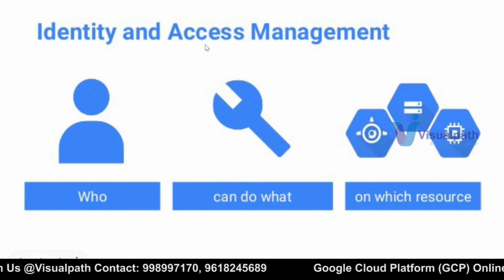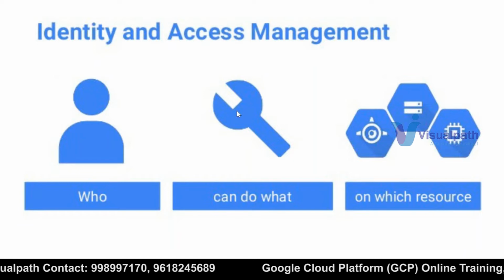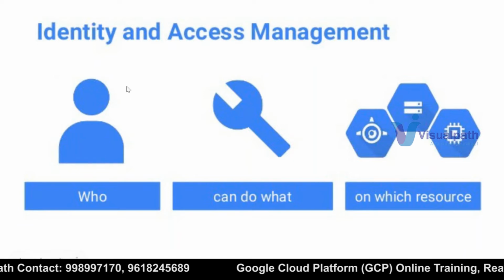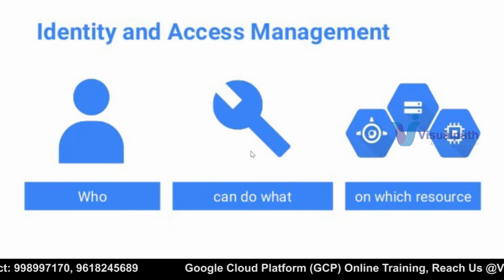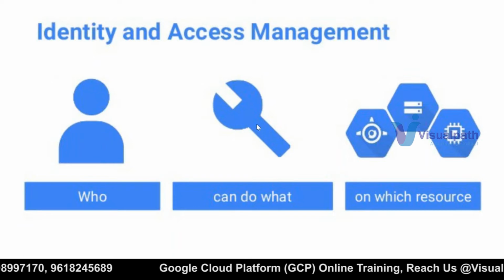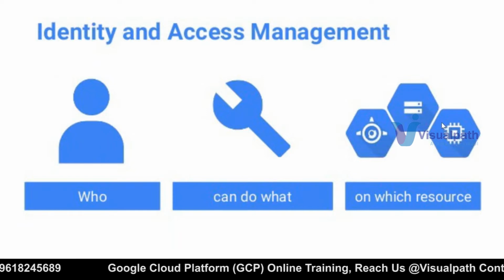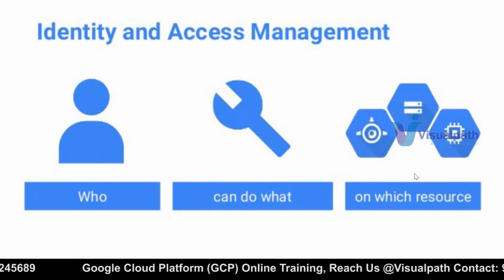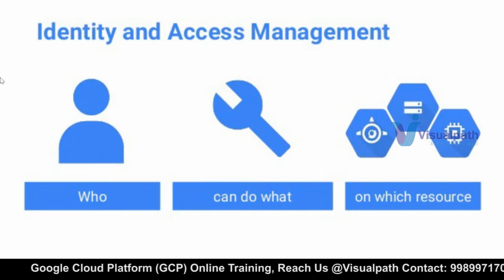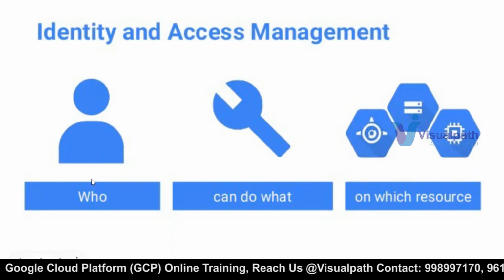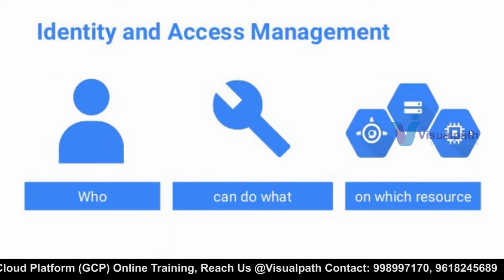This is another description of IAM. Who refers to the user, like me or you or other team members. Can do what means what this person can do, whether they can read, write, delete, or administer. And next is on which resources, whether it is Compute Engine, a database, a cloud bucket, or storage. So it is the combination of these things: who can do what, which refers to permission, and on which resources.